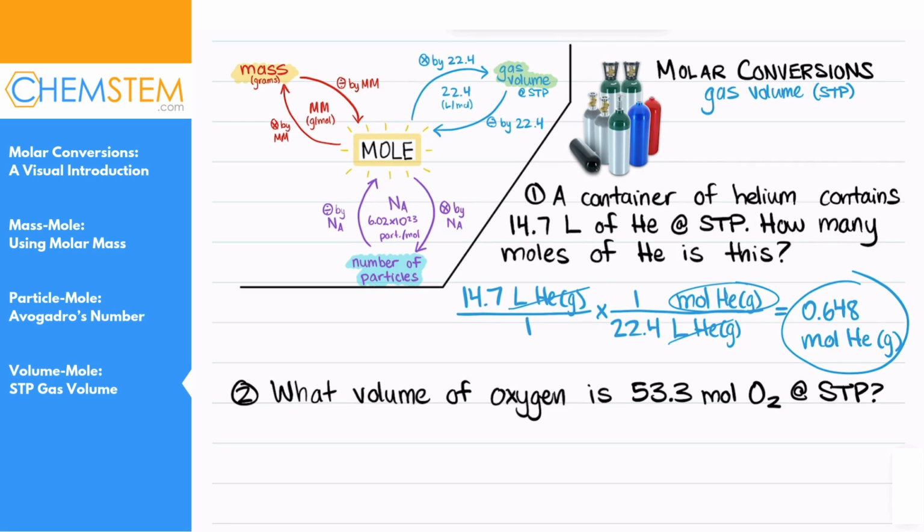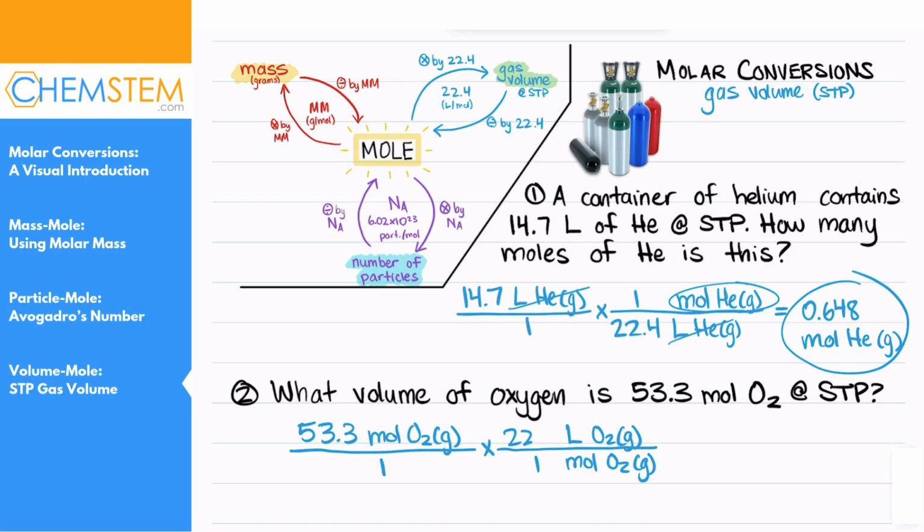What volume of oxygen is 53.3 moles of oxygen at STP? So we start off with our moles, 53.3 moles of O2 gas over 1. And I'm going to convert that into liters. So to do that, I'm going to get rid of moles of O2 gas, which I'm going to put in the denominator. I'm going to go to liters of the O2 gas. So 1 mole of any gas, in this case oxygen, is 22.4 liters of space at STP. We cancel out our units top and bottom and we circle this. And we get a value of roughly 1,190 with some sig fig rounding. And the units are liters of oxygen gas.